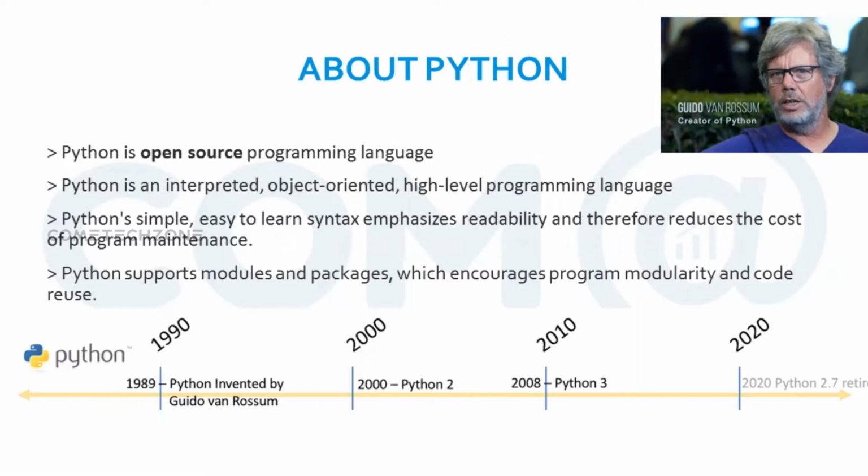Python was started in 1991 with version 1.0, and later in 2000 it started with Python 2, and in 2008 it started with Python 3. The latest version of Python as of today is 3.9, which needs Windows 10 support.